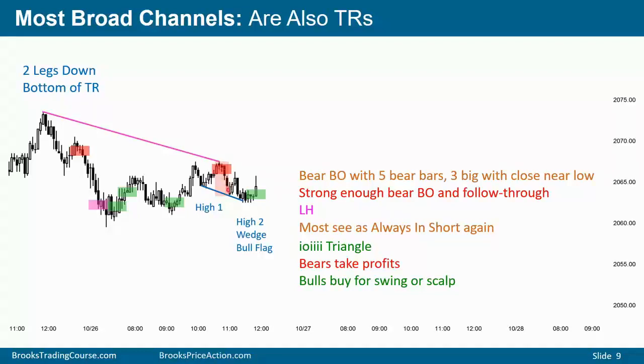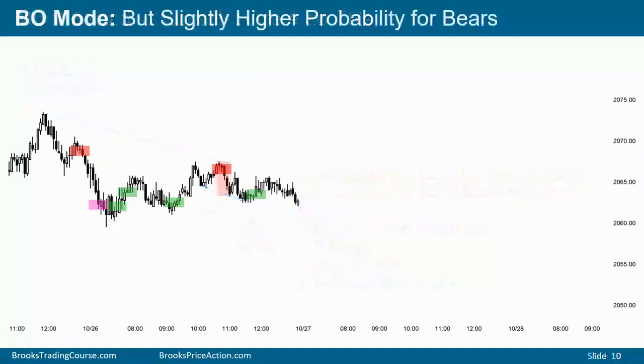A lot of the bears who sold here are not going to like 2 legs down in a trading range, and they will get out. And the bulls will buy for a scalp or a swing. The bulls are hoping we're getting a series of higher lows and a bull trend. Disappointing reversal for the bulls.